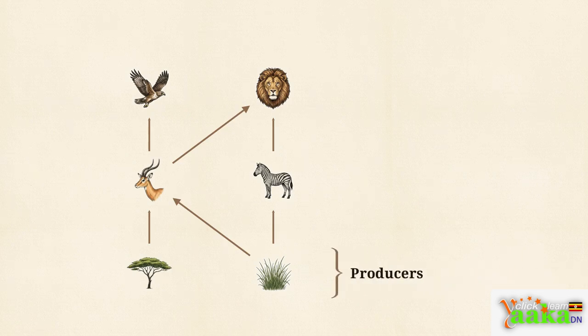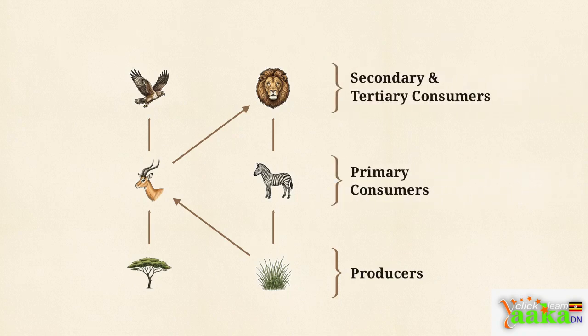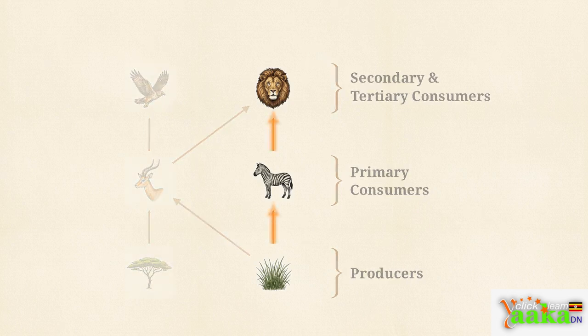We organize these organisms by their roles. At the base, we have producers, which make their own food. Above them are the primary consumers that eat the plants, followed by secondary and tertiary consumers hunting the layers below them.